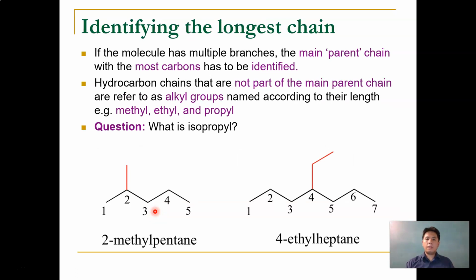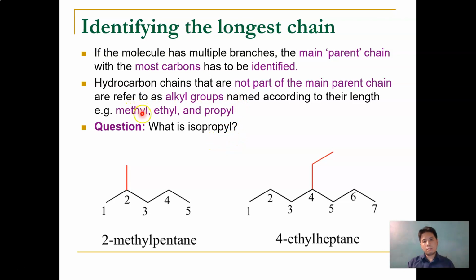Okay, and in many molecules, it's very important to identify the parent chain. When you name, you start naming from the parent chain. The parent chain is basically the longest chain. Anything that's not part of the parent chain is considered a substituent group. It can be a methyl, ethyl, or propyl. And there are also some special substituent groups like isopropyl.